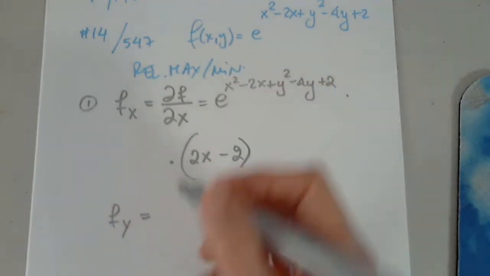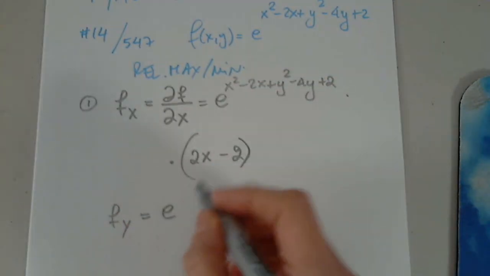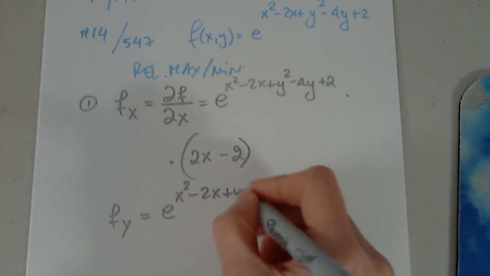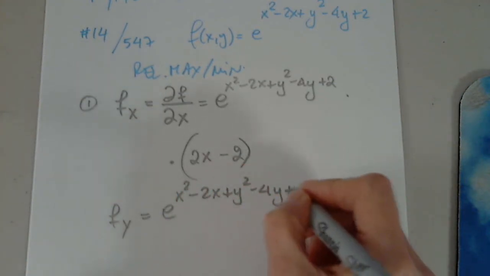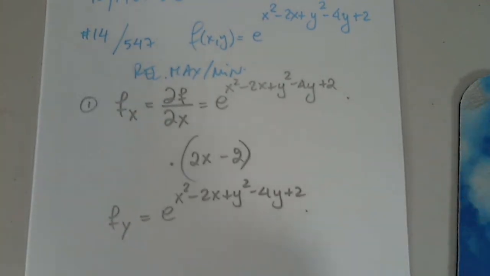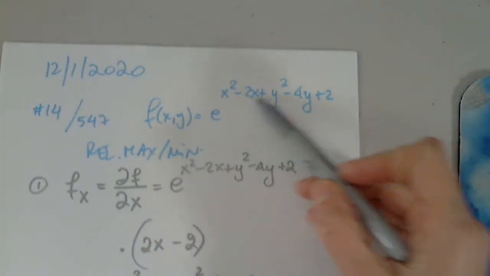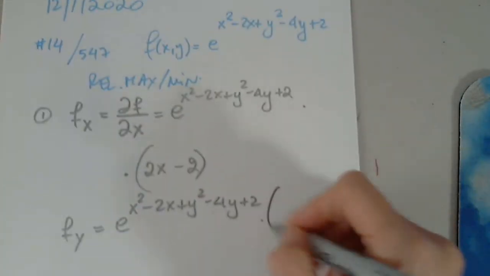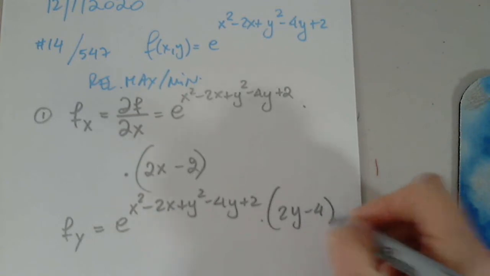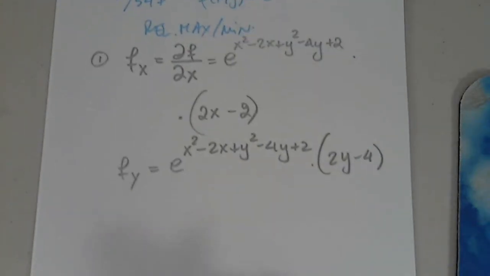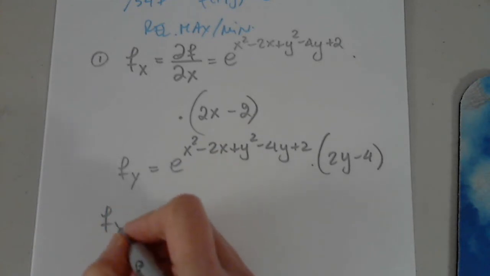Fy, which is df over dy, is the same thing, e to that function, multiplied by the function prime, differentiated with respect to y. Everything else is fixed. Fixed, fixed, fixed. So 2y minus 4. At this point, let's find fxx.